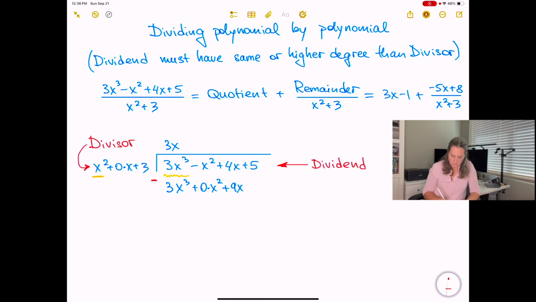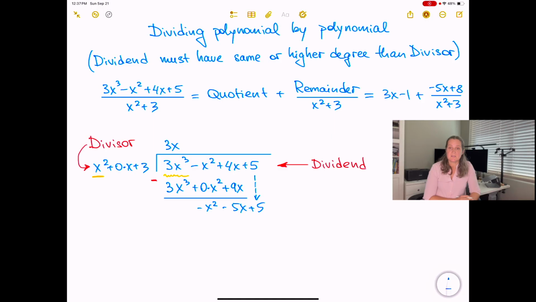Just as before, we will subtract from the first line our second line term by term. 3x cubed will be cancelled with 3x cubed. Minus x squared minus 0x squared is minus x squared. 4x minus 9x is minus 5x. We will carry over 5.